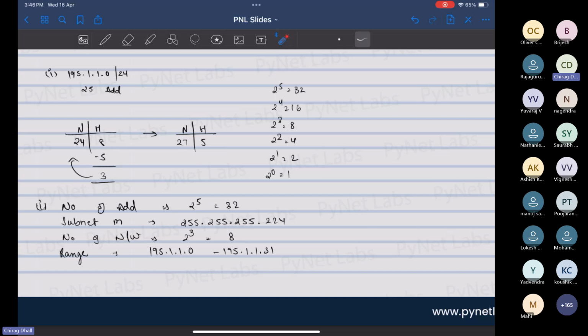So by default, the distribution of network bits and host bits was 24 and 8. Out of 8, how much do I require? I just require 5. So I subtracted 5, and 3 bits were extra. I gave it to the network part. New distribution became 27 and 5.